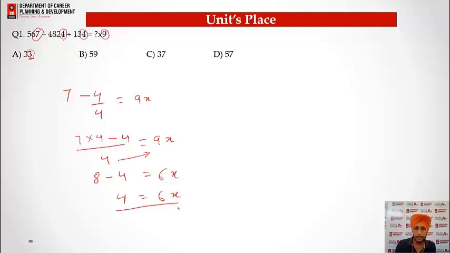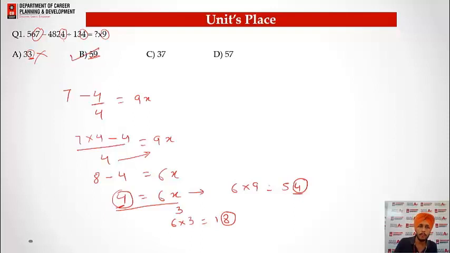So let's put 3. 6 into 3 is equals to 18. But we need the unit place to be 4. So it doesn't hold our result. So option A will be eliminated. Let's move to our next option, that is 59. Let's put 9 over here. 6 into 9, that is 54, and the unit place is 4. We require that is also 4. So we can say option B will be our correct answer.